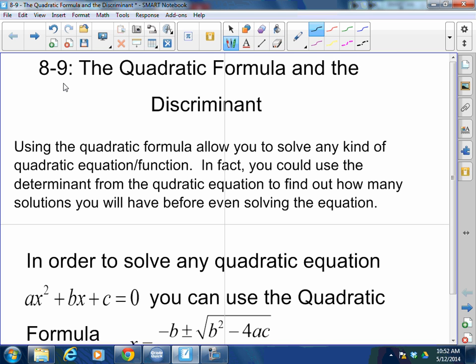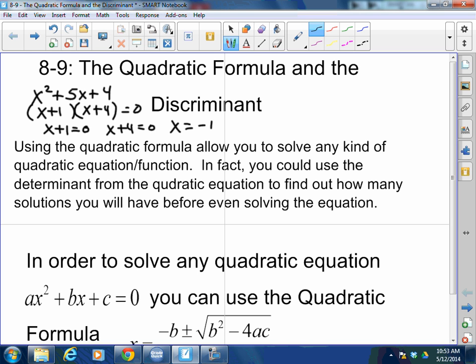You can go ahead and factor when factorable. Let's see, let's go x squared plus 5x plus 4. I can go ahead and factor this, use the zero product property, set each factor equal to 0, and x will equal -1 and -4. In this case, remember, what that means is that at -4 and at -1, you have two solutions.